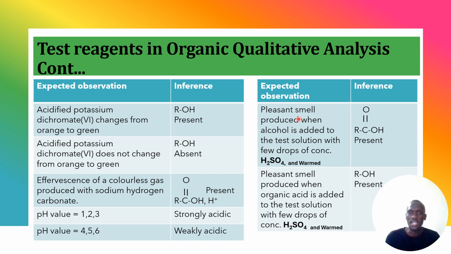When a student is asked to add a carboxylic acid, an alcohol to a test reagent with a few drops of concentrated sulfuric(VI) acid and is asked to warm, and there is a pleasant smell produced, then the student infers the functional group of the carboxylic acid. If it is the reverse, that is, instead of adding alcohol the student adds the acid, then the student infers the functional group that is alcohol.